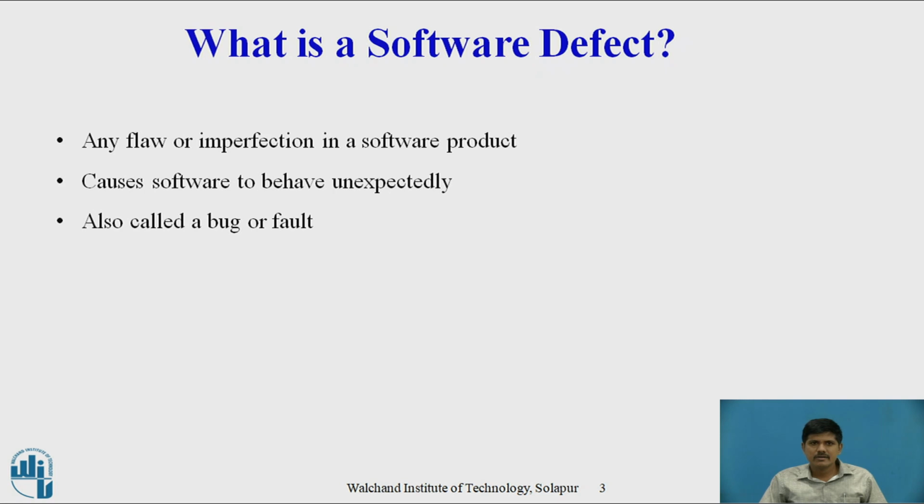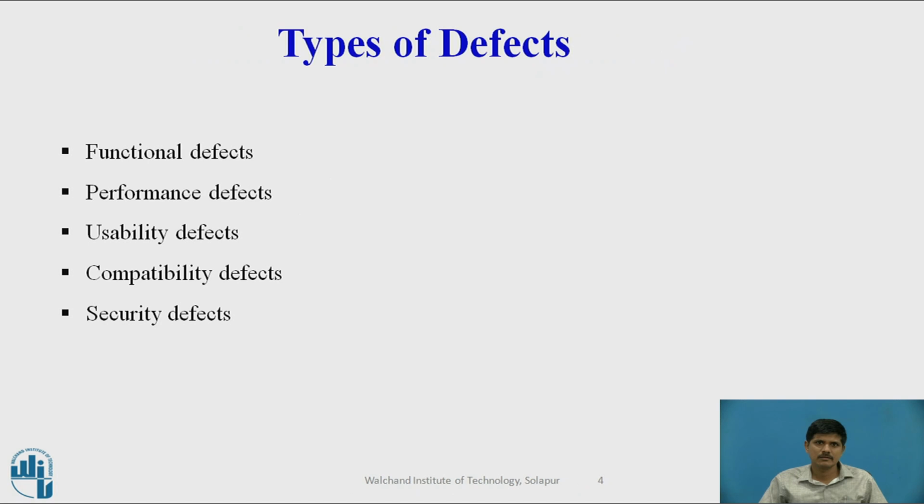Normally, a defect is a flaw or imperfection in a software product that causes the software to behave unexpectedly, and it is also called a bug or fault. So there are different types of defects: functional defects, performance defects, usability defects, compatibility defects, and security defects.